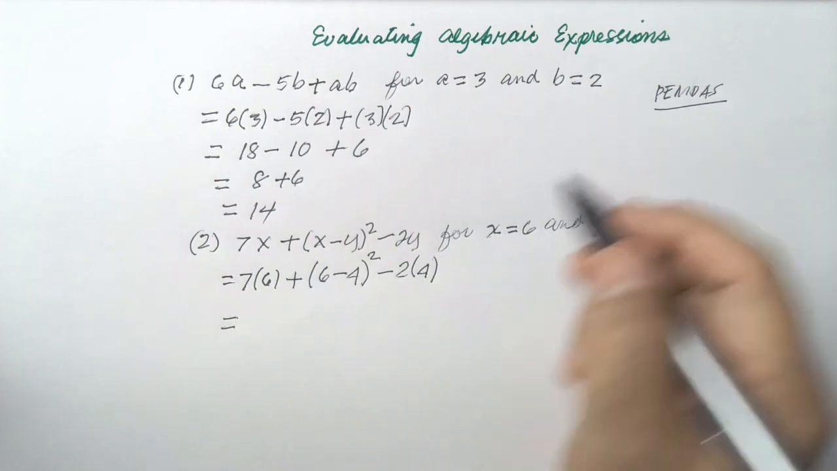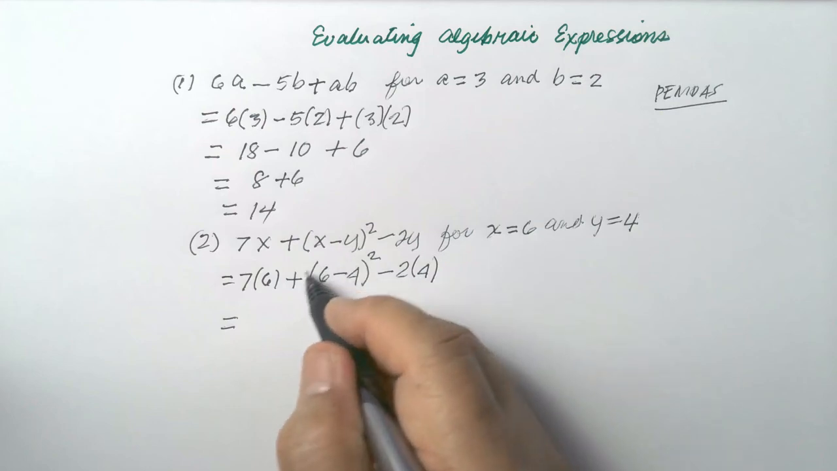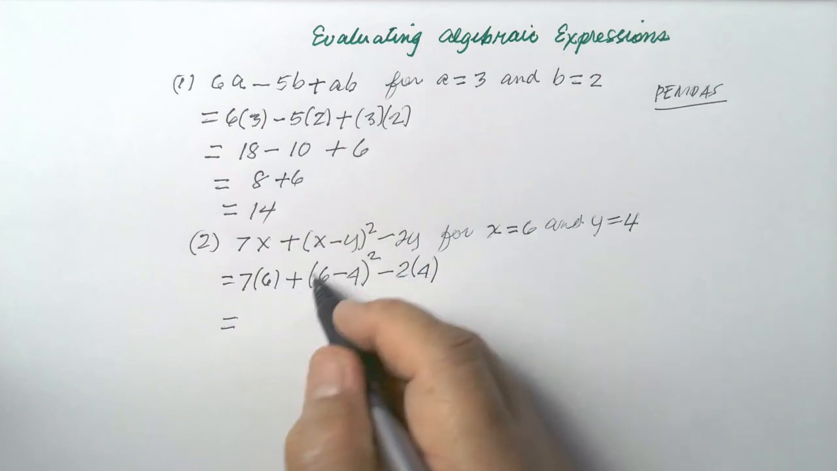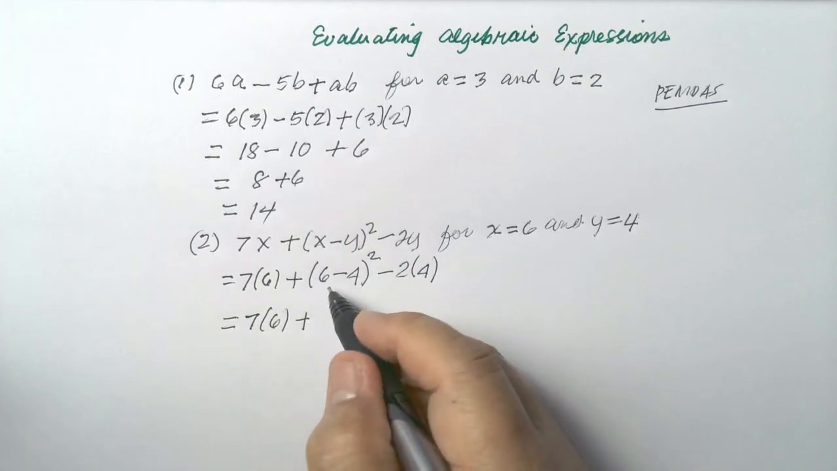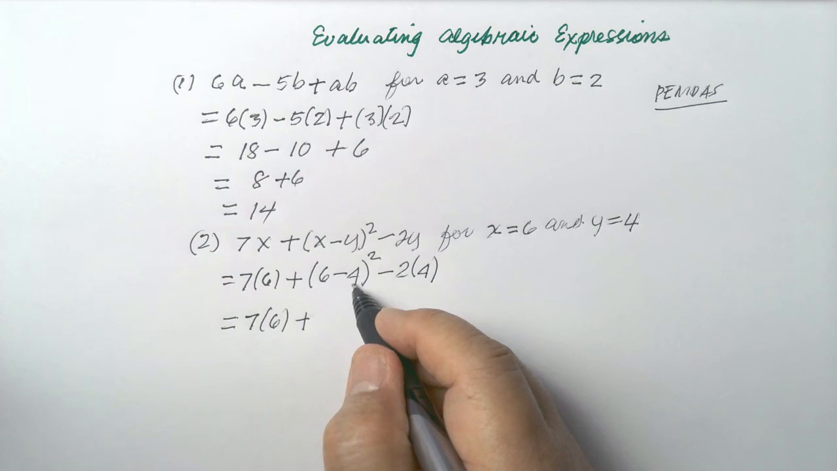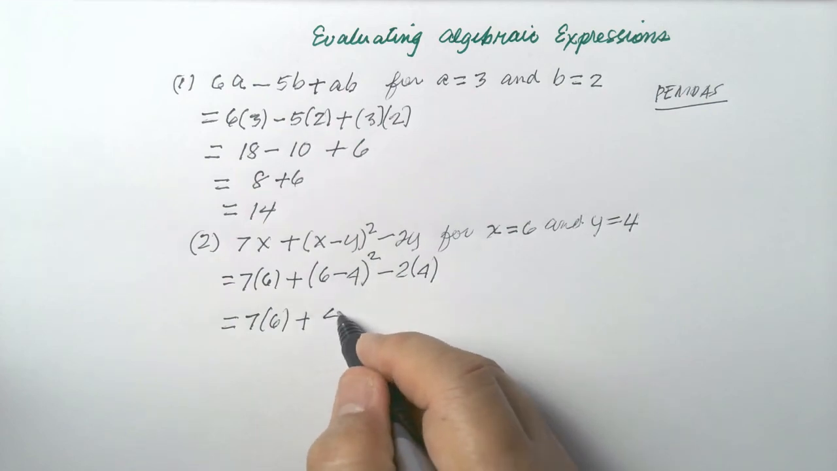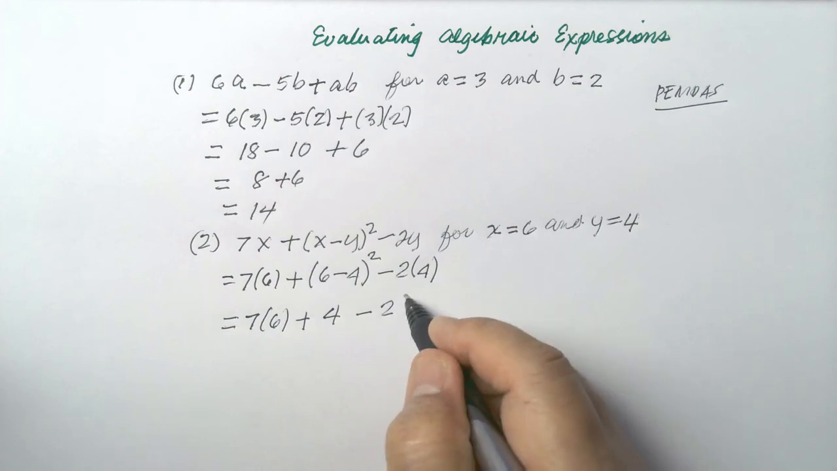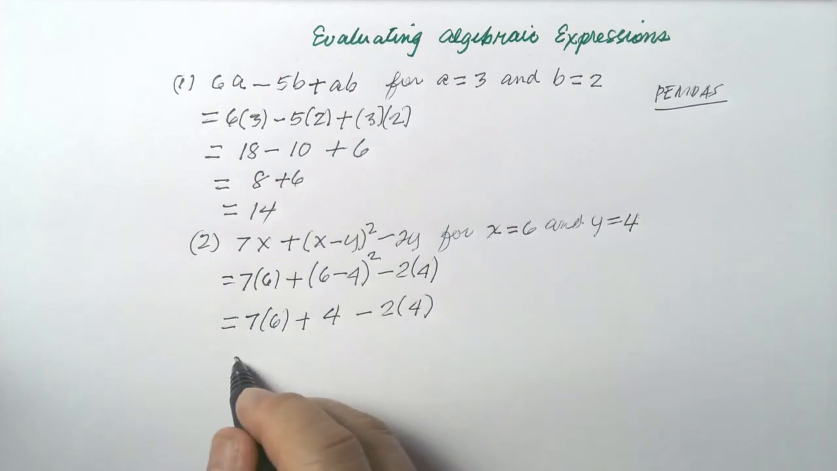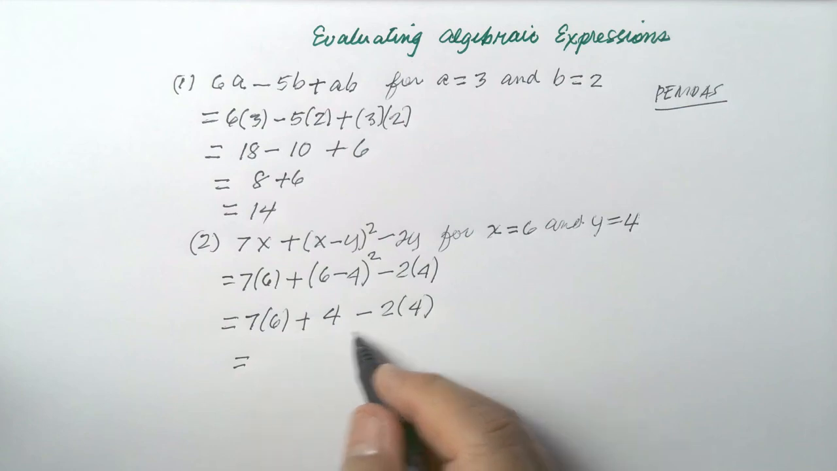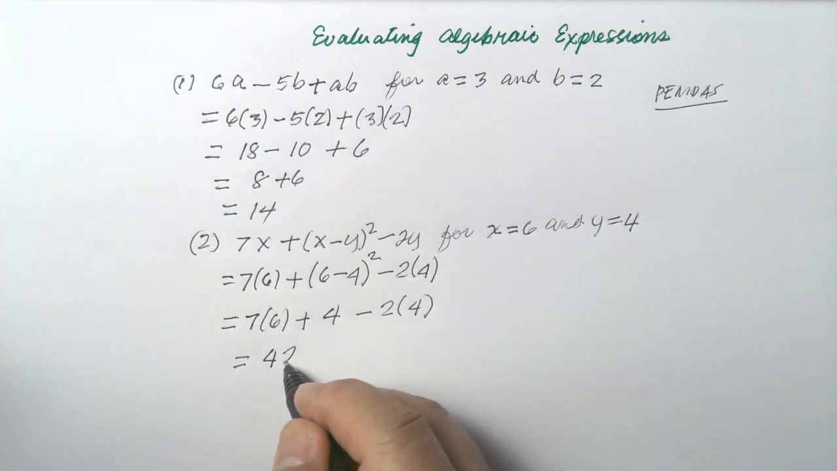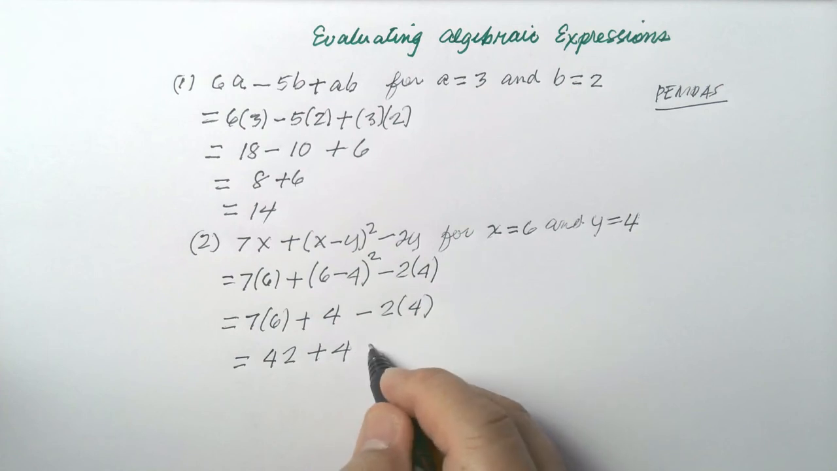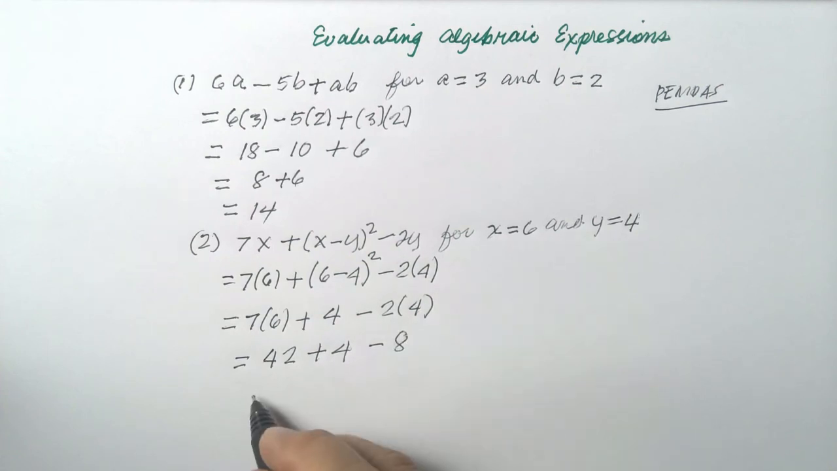According to PEMDAS, because this contains parentheses and an exponent, we have to simplify this first. So 7 times 6 plus 6 minus 4 is 2. 2 squared is 4 minus 2 times 4. We have to multiply first before adding and subtracting. So multiply first. 7 times 6 is 42 plus 4 minus 8.